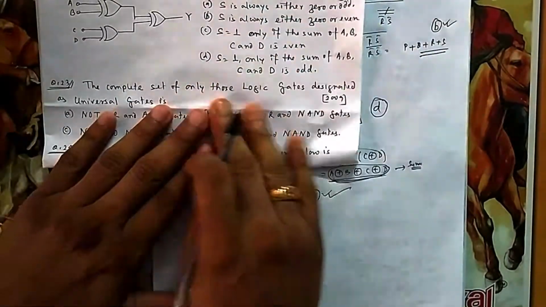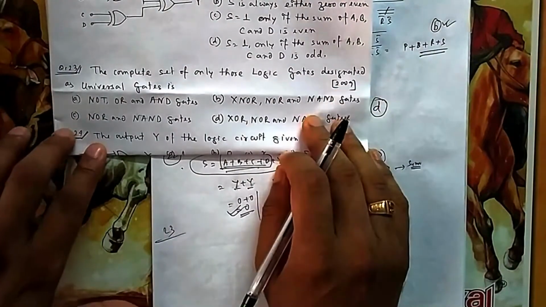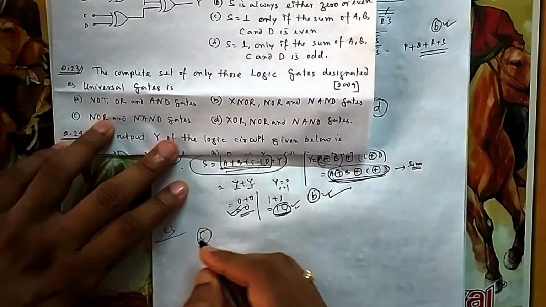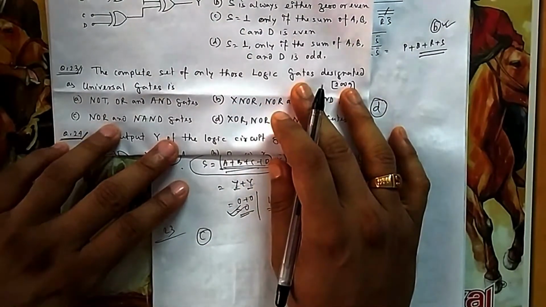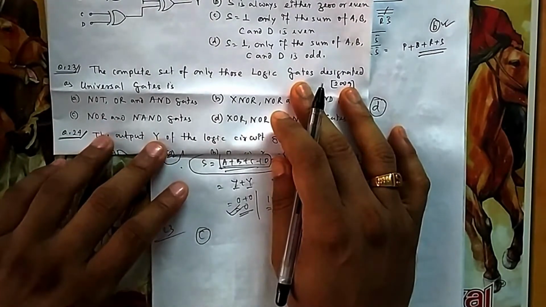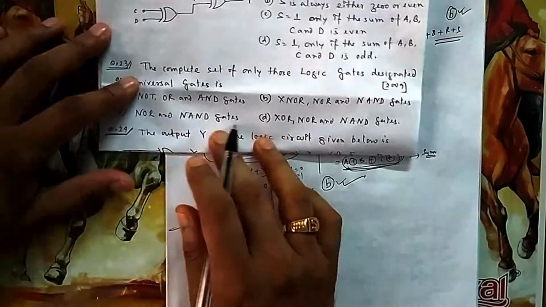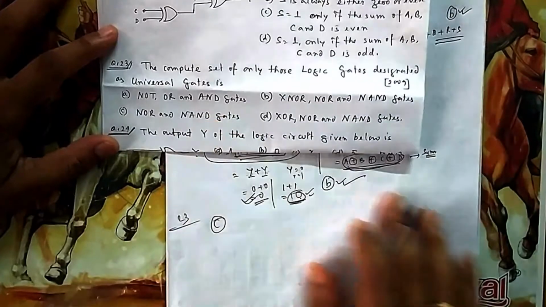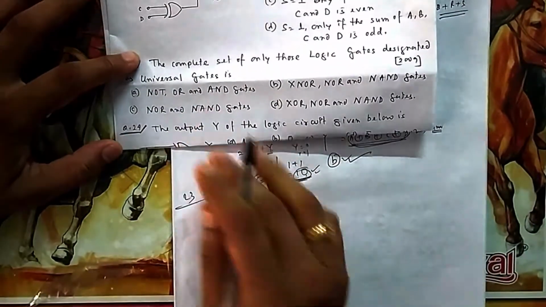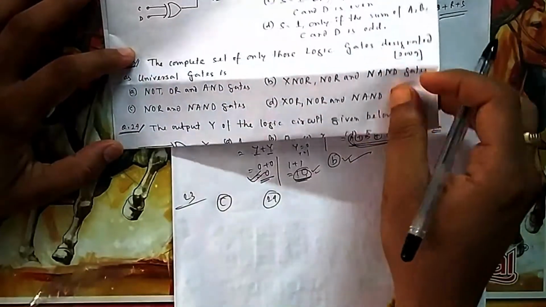So if you come to 23, the set of only those logic gates that is designated as universal gate. That is always, this is C. That is NOR and NAND gate can be used to represent any number of gates. So that's why this is the answer. All other gates can be found out using NOR and NAND gates. This is very basic universal gate.